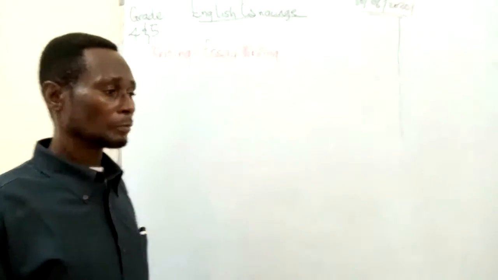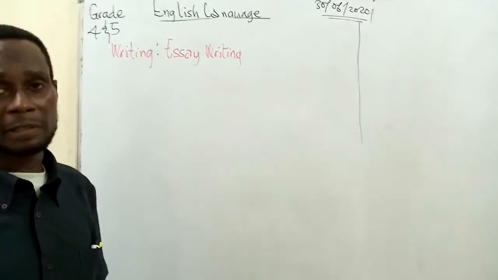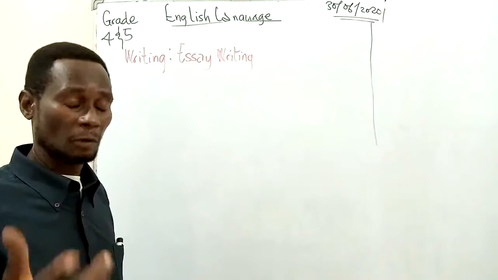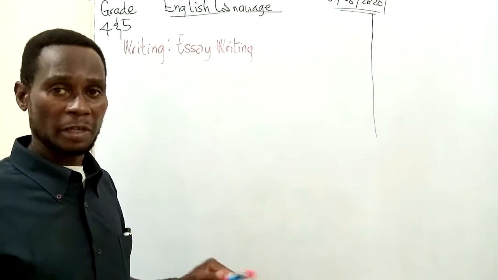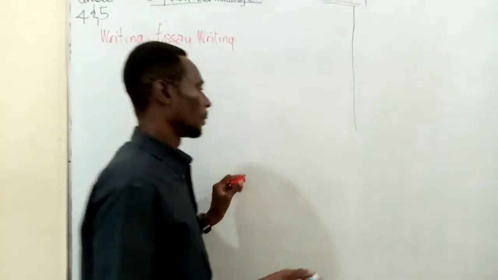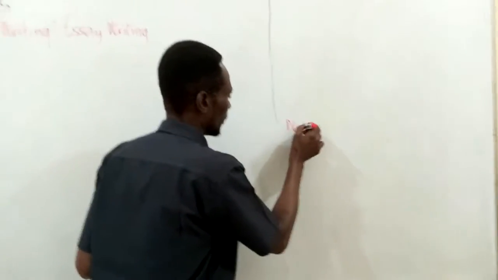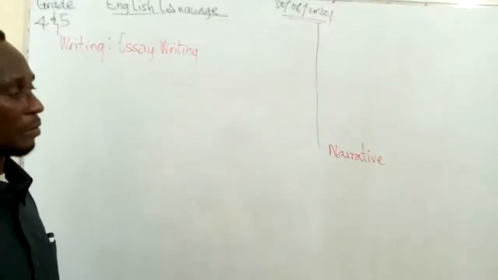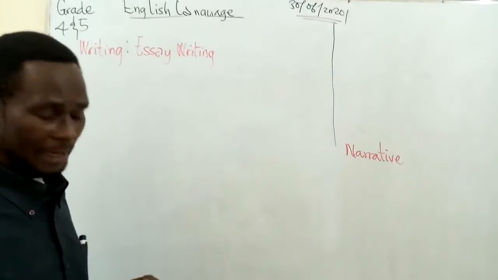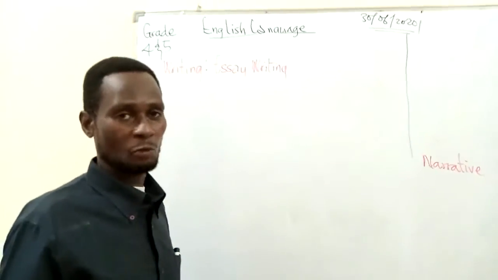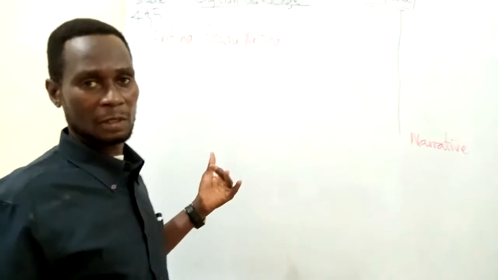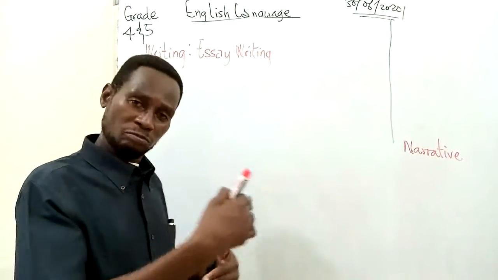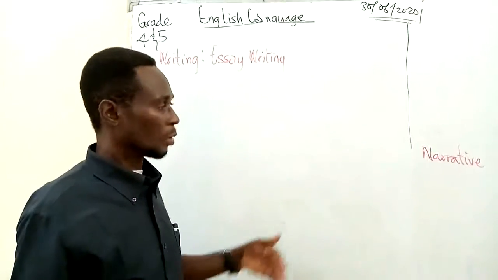Now, when we say essay writing, it's simply a long, creative writing on any topic. This creative writing called essay could be narrative. It's narrative when you are going to narrate an event to somebody, when you are going to narrate something that has happened before the time you are talking about it. So we call it narrative.